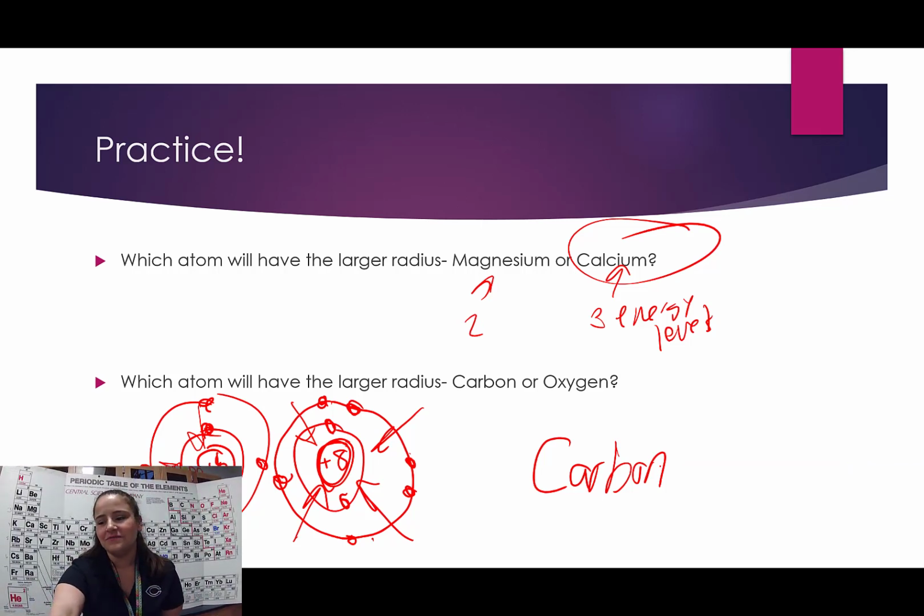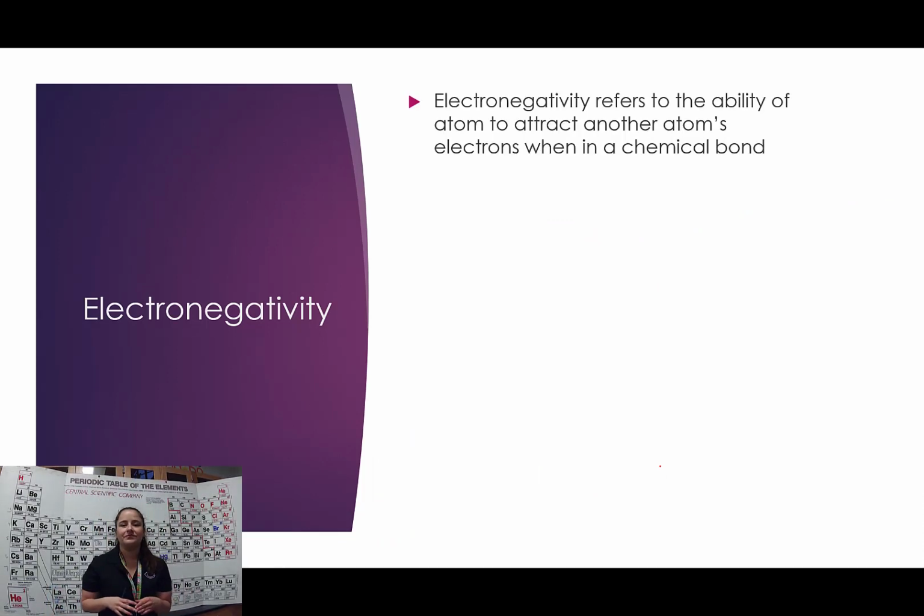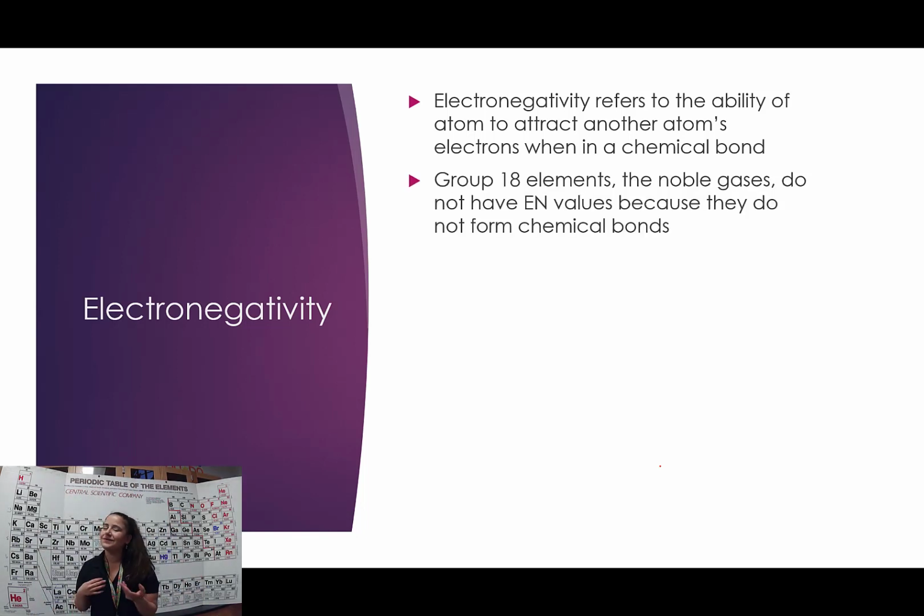All right, let's move on to electronegativity. So electronegativity refers to the ability of an atom to attract another atom's electron when they get into a chemical bond. Okay, so electronegativity can only really be measured when the atoms are bonding. So our noble gases over there, our group 18 elements, they don't have electronegativity values because they don't form chemical bonds normally. So helium, neon, argon, no bonds, no electronegativity values.